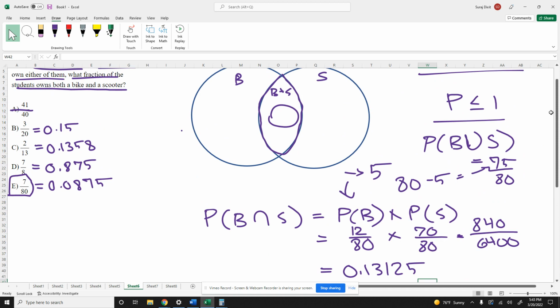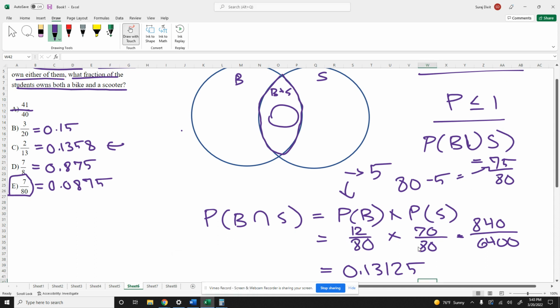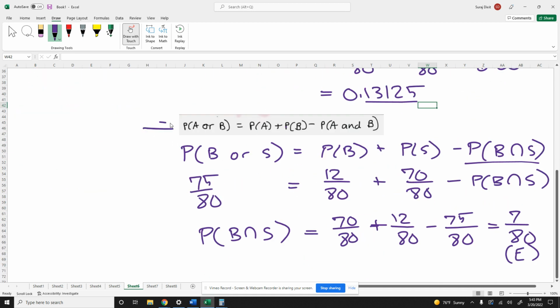Probably a lot of students would have gone, honestly, as a distractor answer, would have gone for this one, because they just multiplied 12 over 80 times 70 out of 80, but then they forgot. See how I got that? It's pretty close to this, but that's wrong. So make sure to follow through with the actual whole equation. Solve it methodically, otherwise you'll get the wrong answer.